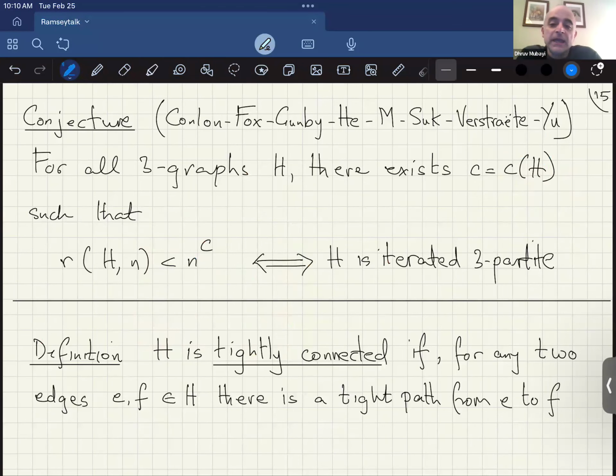So this is the main thing that you should take out of this talk if you forget everything else. We made a conjecture. Oh, by the way, you see a bunch of theorems with a bunch of authors: Conlon, Fox, Gunby, myself, Suk, Verstraete.